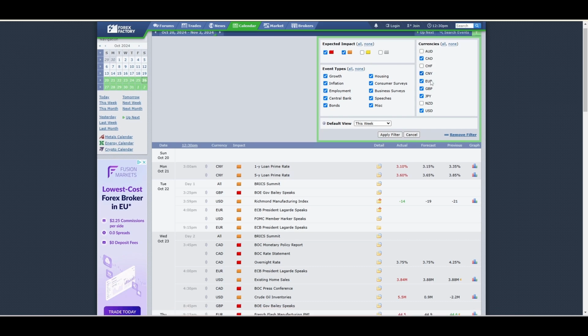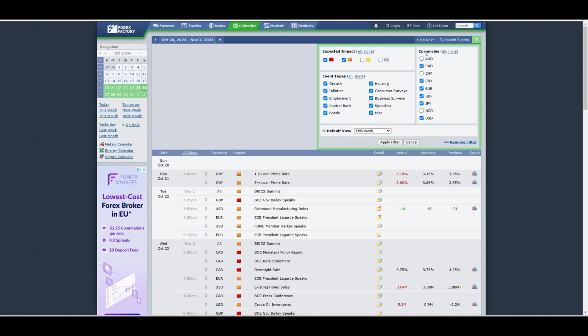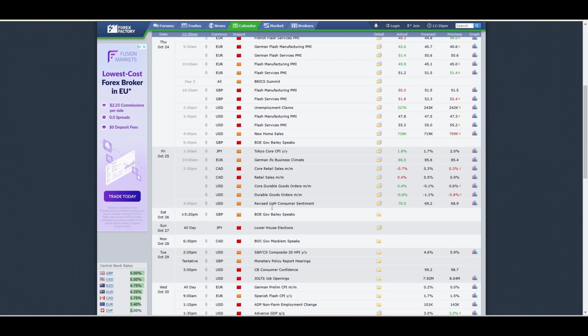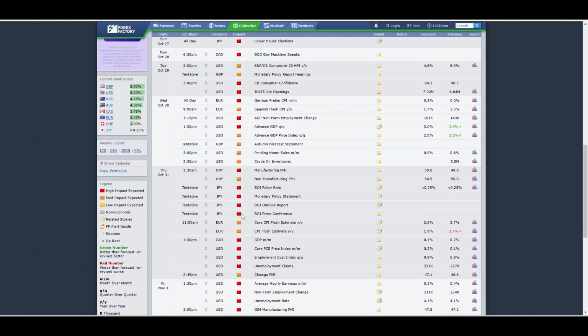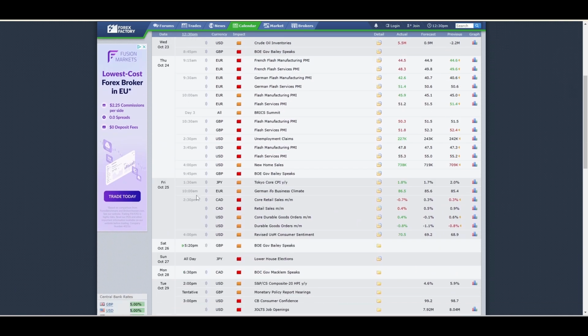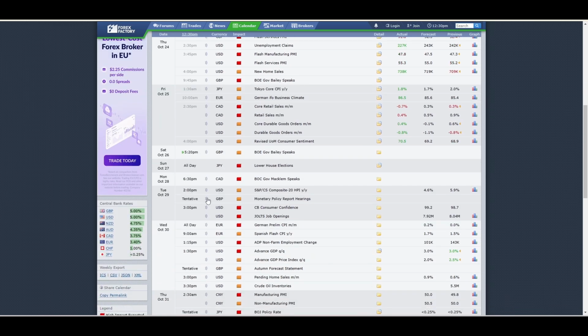And I personally also have some currencies turned off, so I only have CAD, CNY, Euro, GBP, JPY, and USD active. Feel free to copy it, feel free to play around with it, depends what you think is important. If you have this set, just click apply filter and you're good to go. So always, before you open the chart, first check if there's any news event on your day and go from there.